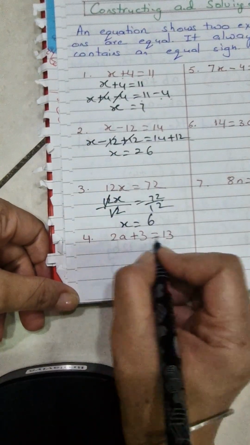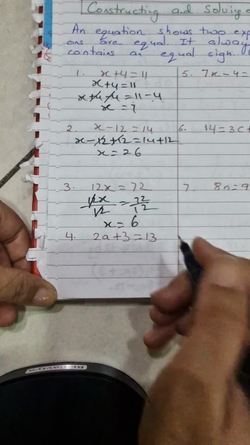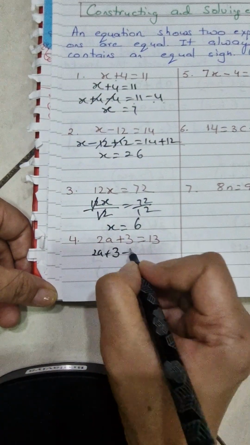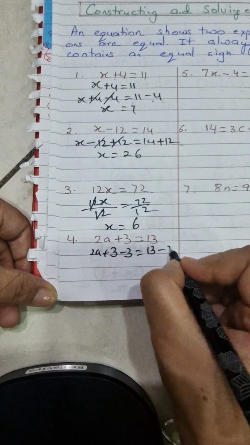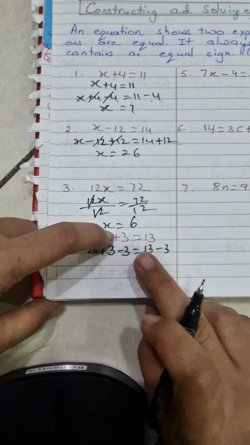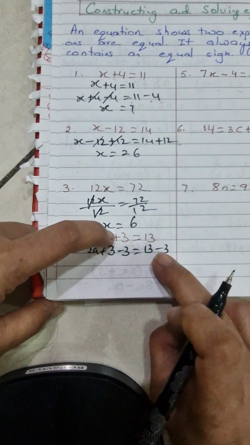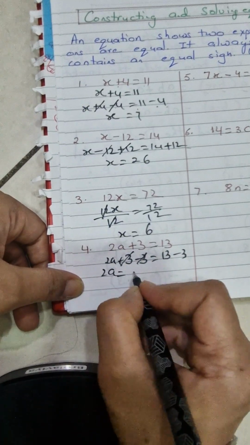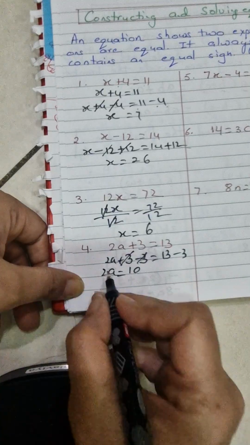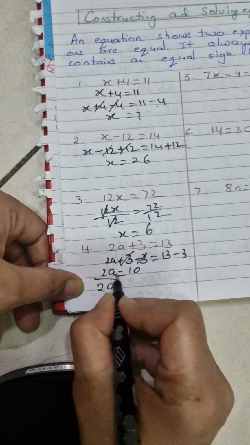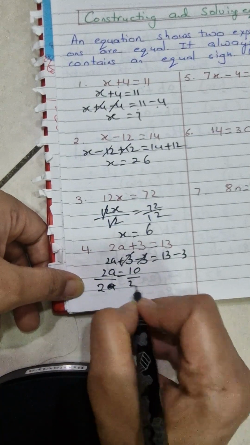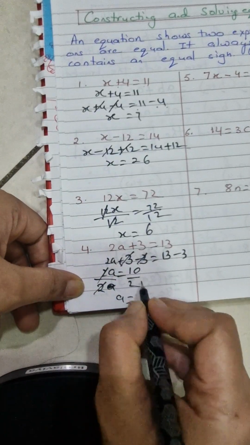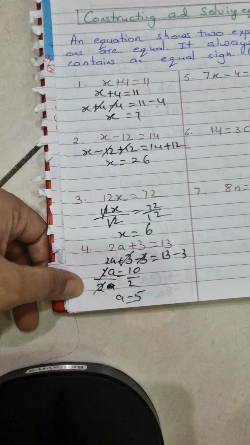This time we have to do a 2-step sum. First you will remove 3 from both sides. So 2a plus 3 minus 3 equals 13 minus 3. Because it is positive 3, I have subtracted negative 3 from both sides. So this will go off. I am left with 2a equals 10. Now because it is in multiply position, I will divide both sides by 2. So this 2 will go off, and your final answer is 10 divided by 2, which is 5.